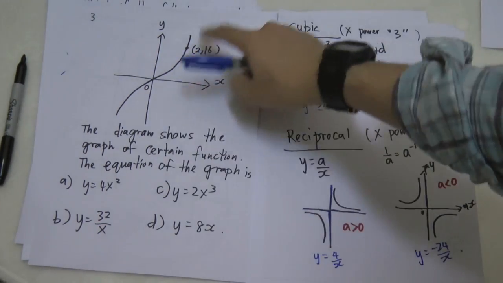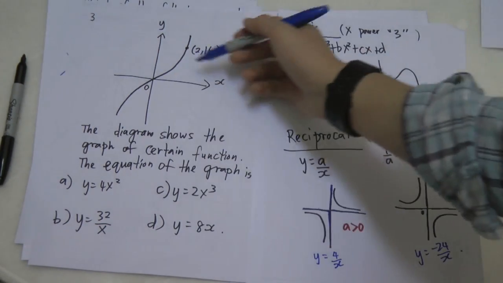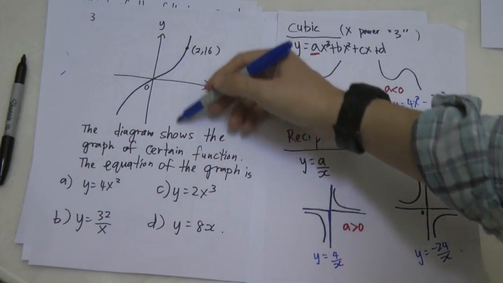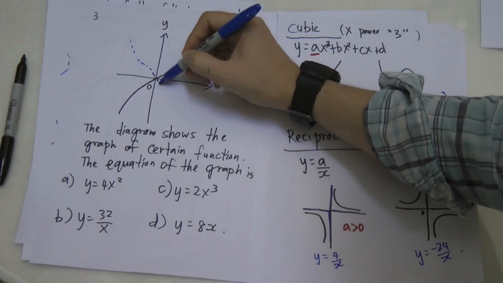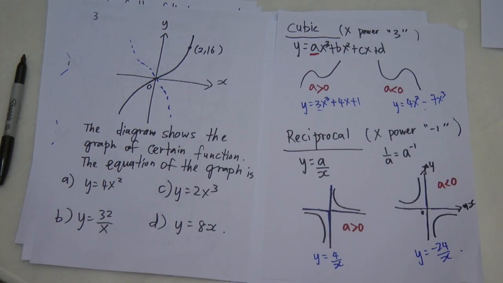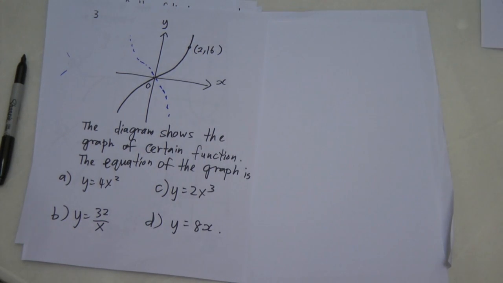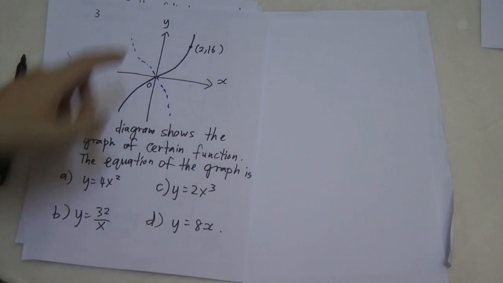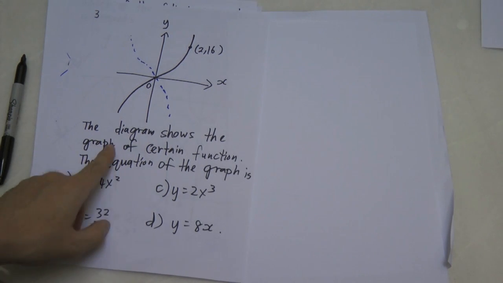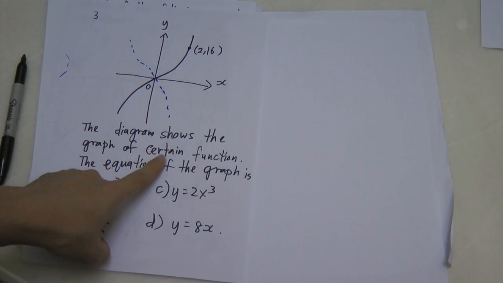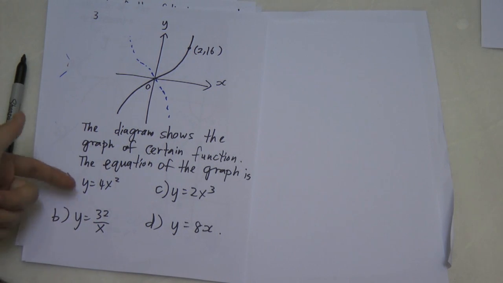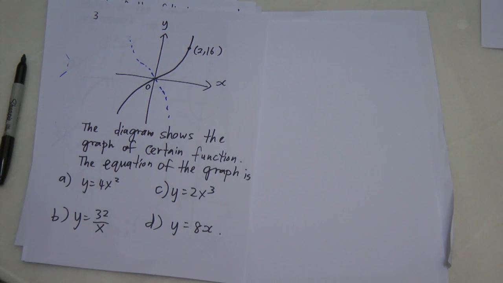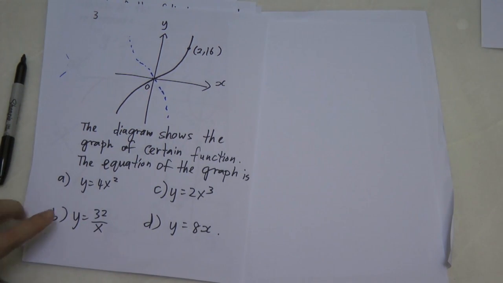With this pattern, first we know a must be positive. If a is negative, the graph will look like this. This is when a is negative. Let's ignore the negative side and have a look at this one. The diagram shows the graph of a certain function. The equation of the graph is which one: A, B, C, or D? So you have to answer this question.